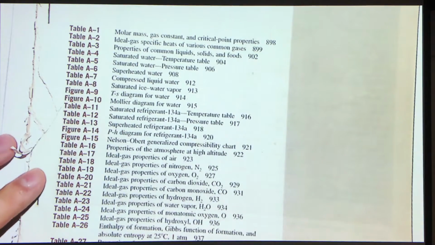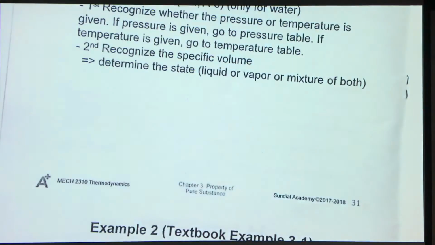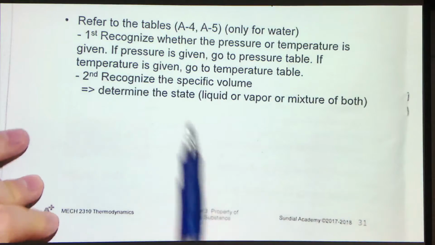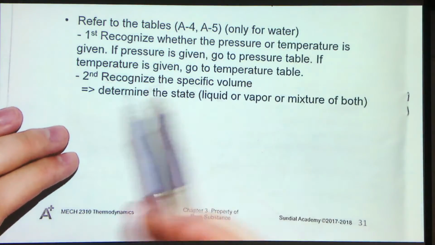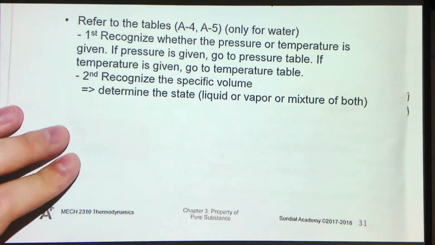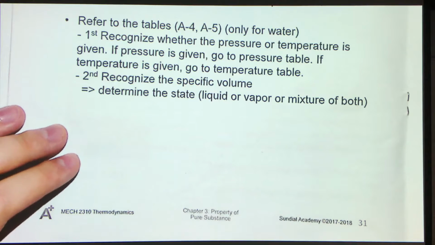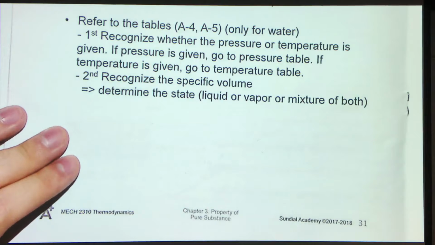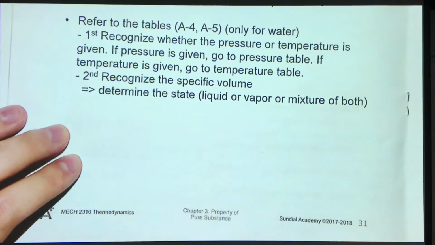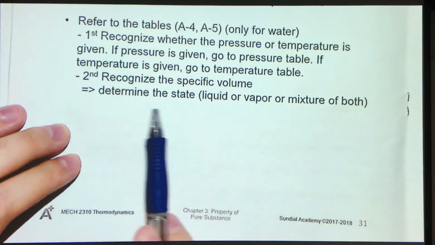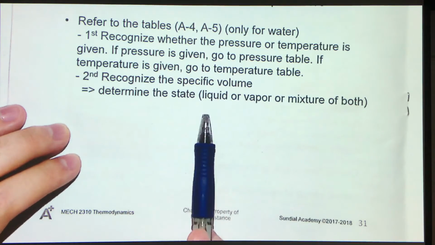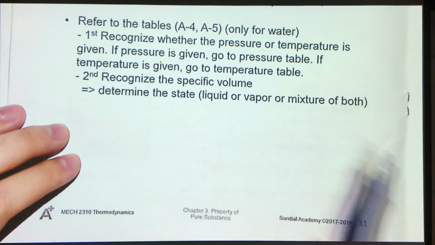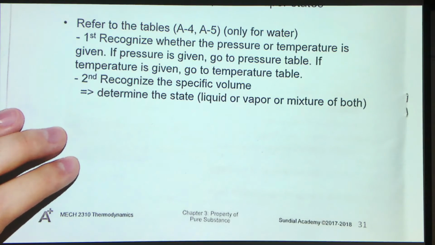So the general step is that first of all, we need to recognize whether the pressure or temperature is given. If pressure is given, then you go to the pressure table. If the temperature is given, then you just go to the temperature table. And the second one is that if you would like to know the specific volume, then you just look at that table and find it. And this specific volume can help us to determine the state: liquid state or vapor state or a mixture. I will talk about this in the later subsections.